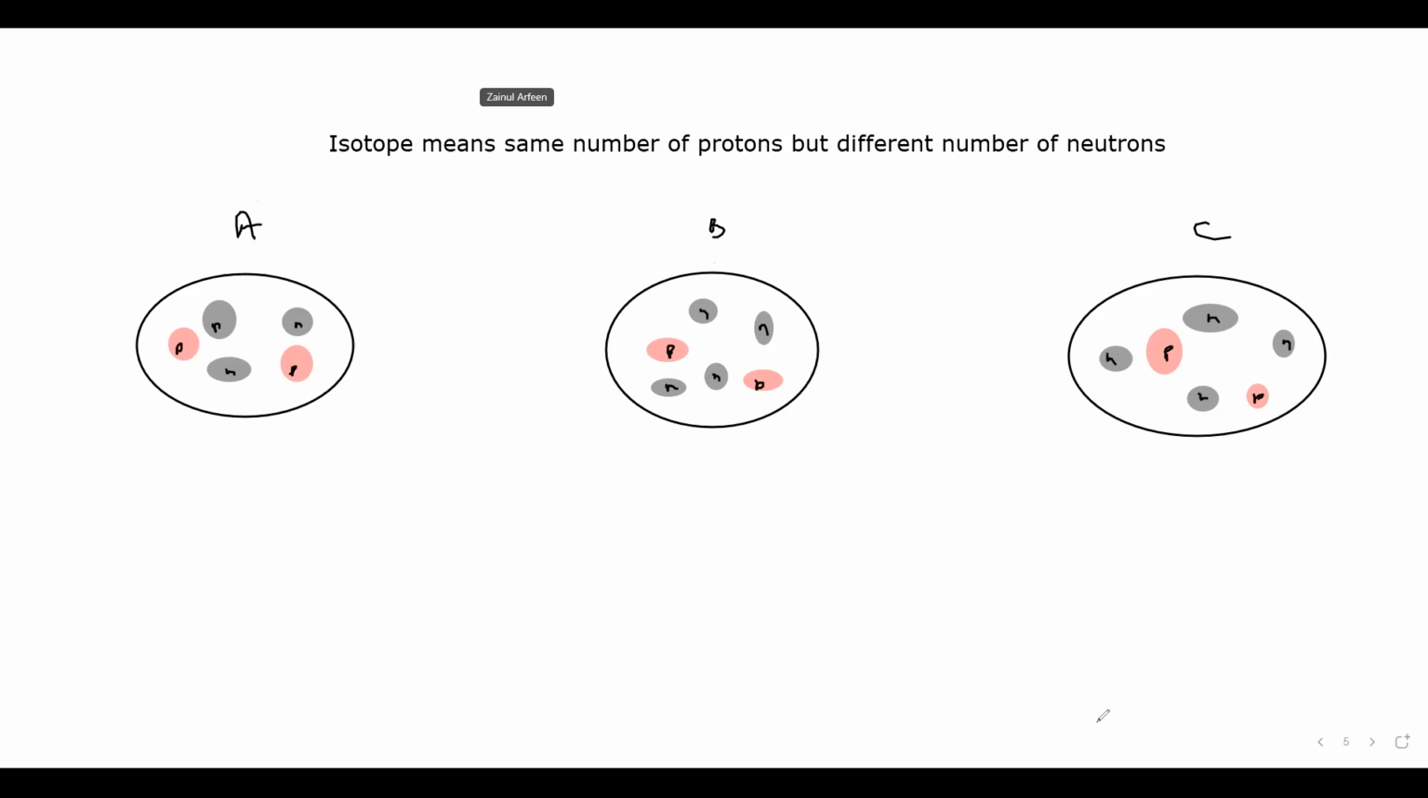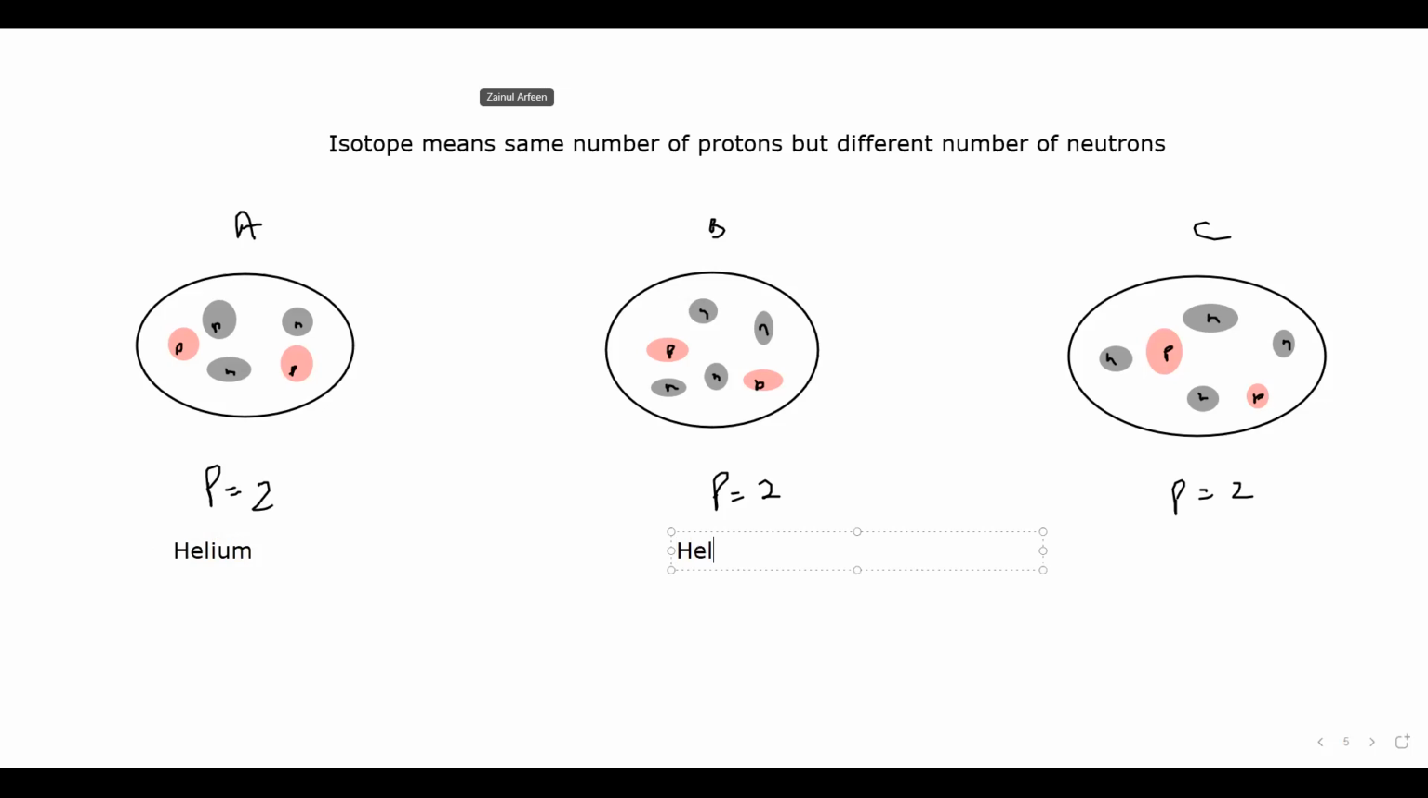A is having two protons. How many protons are there in B? Two. And how many protons are there in C? Two. So my question, which element is having two protons in a periodic table? That is helium. So basically, this is helium atom.